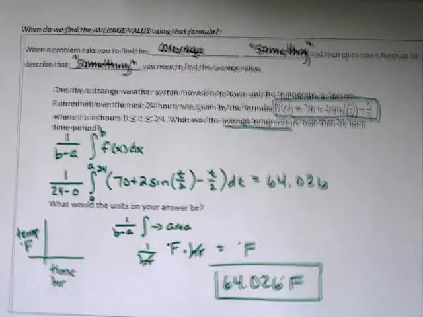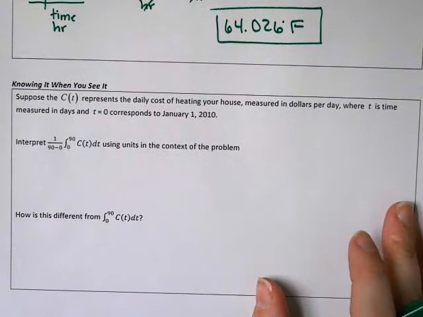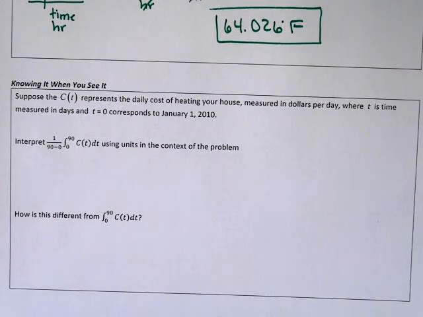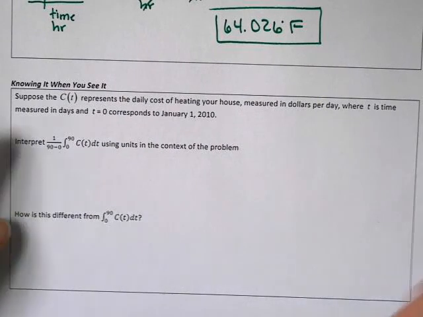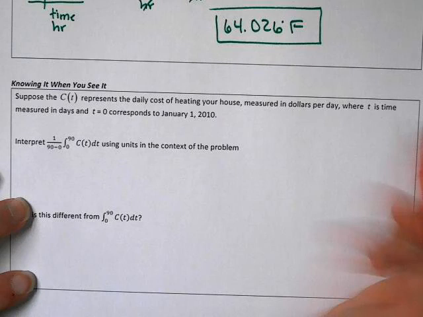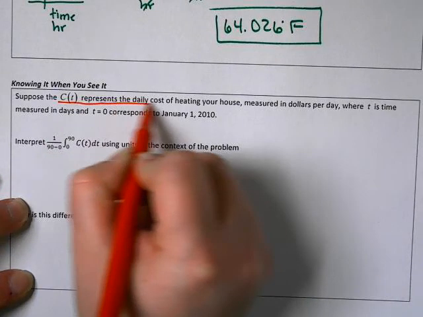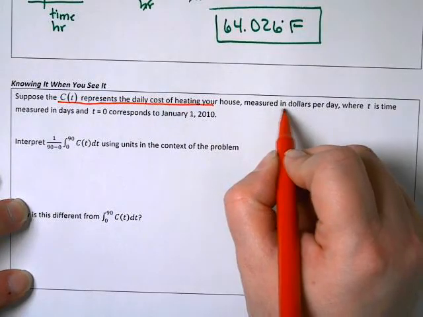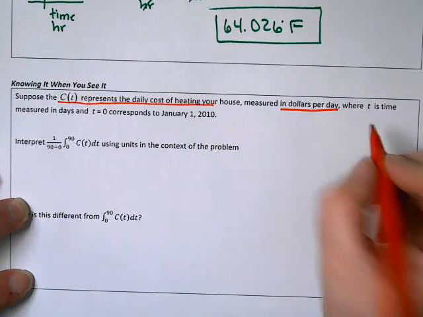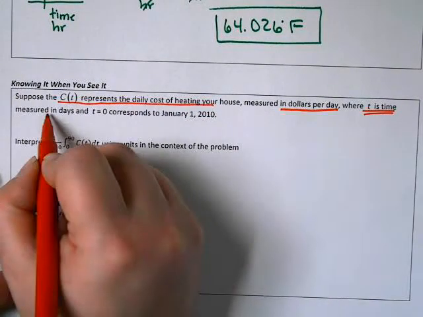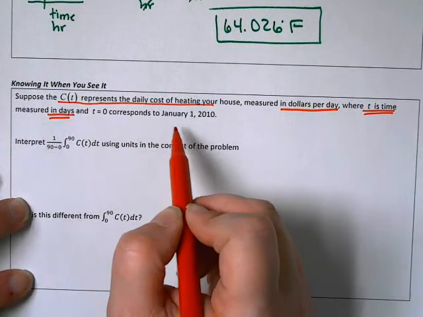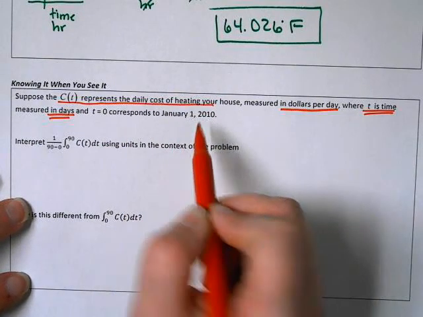Okay? Then we've got one more problem here that we need to talk about. So suppose that C of T represents the daily cost of heating your house measured in dollars per day, where T is measured in days, and T equals 0 corresponds to January 1st, 2010. So C of T is the daily cost of heating your house measured in dollars per day. And then we know that T is time measured in days. And T equals 0 means the first day of 2010.